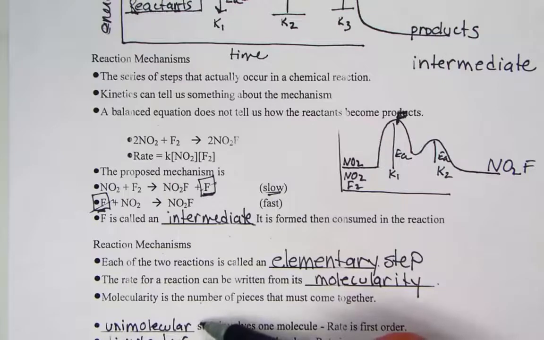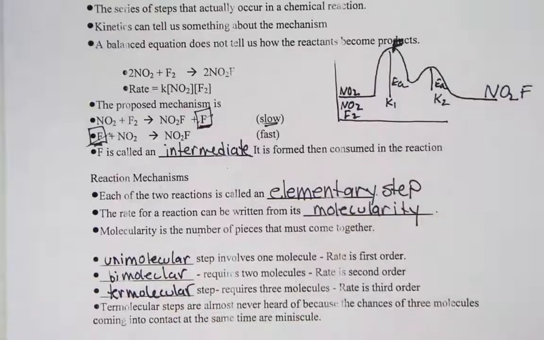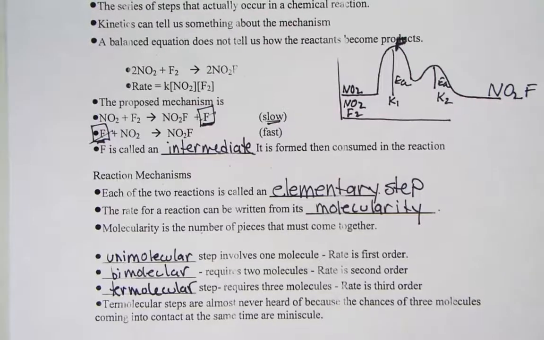Unimolecular is a single molecule rearranging itself. Bimolecular is when a molecule of one thing and a molecule of a second thing collide together. That's very readily available. But if I want to predict a termolecular step, three things colliding, I think it's not going to happen. It's just unheard of; the chance of three things successfully colliding is minuscule.